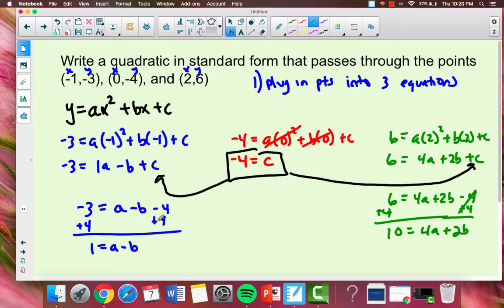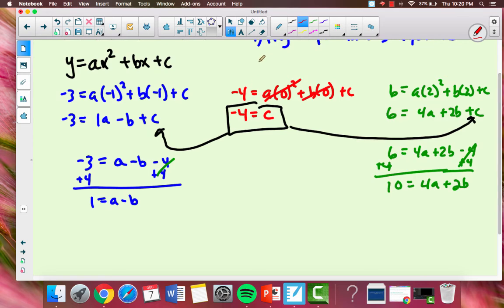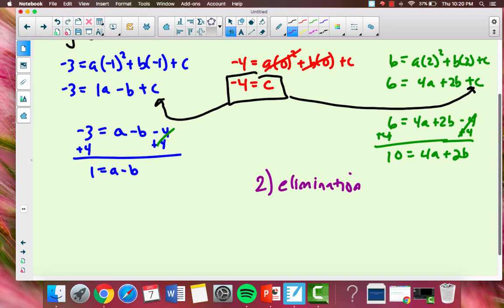Okay, so those were canceling. So now what I have is 2 equations with 2 variables. So this is where step 2 is going to come in. Okay, so step 2 is to do elimination. So I've got 2 equations with 2 variables, so I'm going to go ahead and set these one on top of the other. So I'll have the blue one, so I'm going to have 1 equals a minus b, and then I'm going to have the green one right below it. So 10 equals 4a plus 2b.